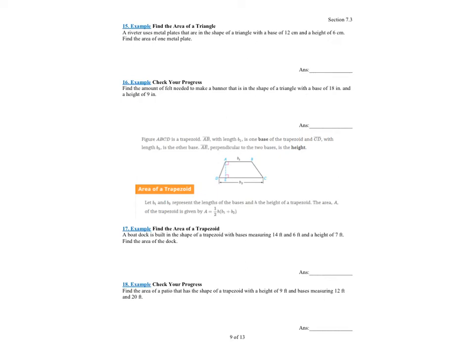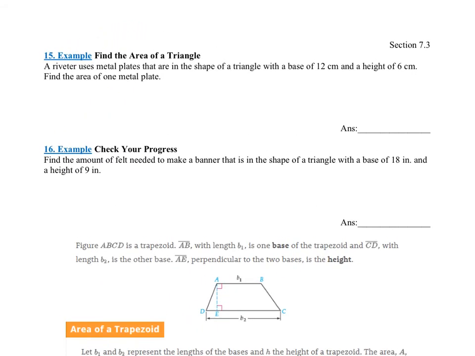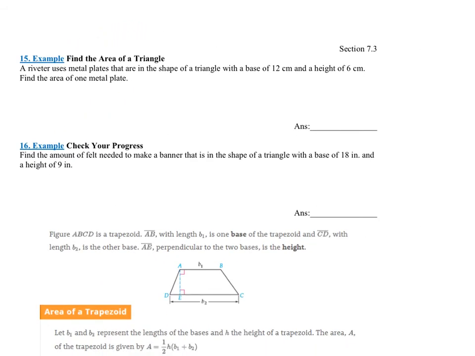Example 15 says, find the area of a triangle. It says, a riveter uses metal plates that are in the shape of a triangle with a base of 12 centimeters and a height of 6 centimeters. Find the area of the plate.